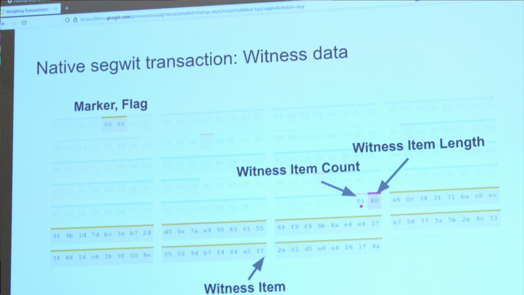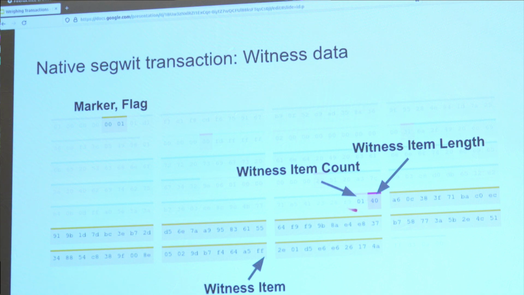Well, because every input has to have a witness stack in a Segwit transaction. So by having the input counter, we know how many witness stacks there will be. In this transaction, we had only a single input. So we have a single witness stack to satisfy the input.